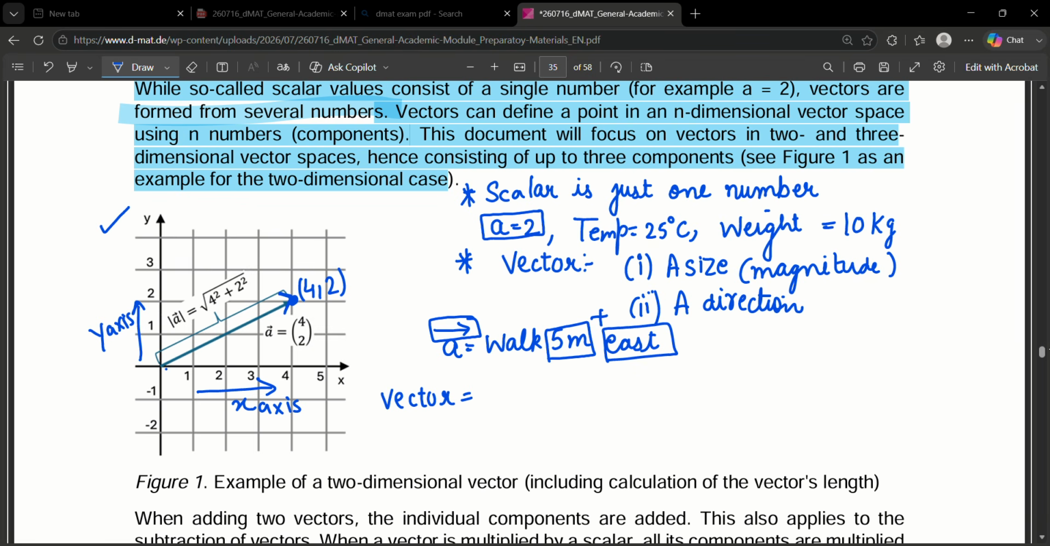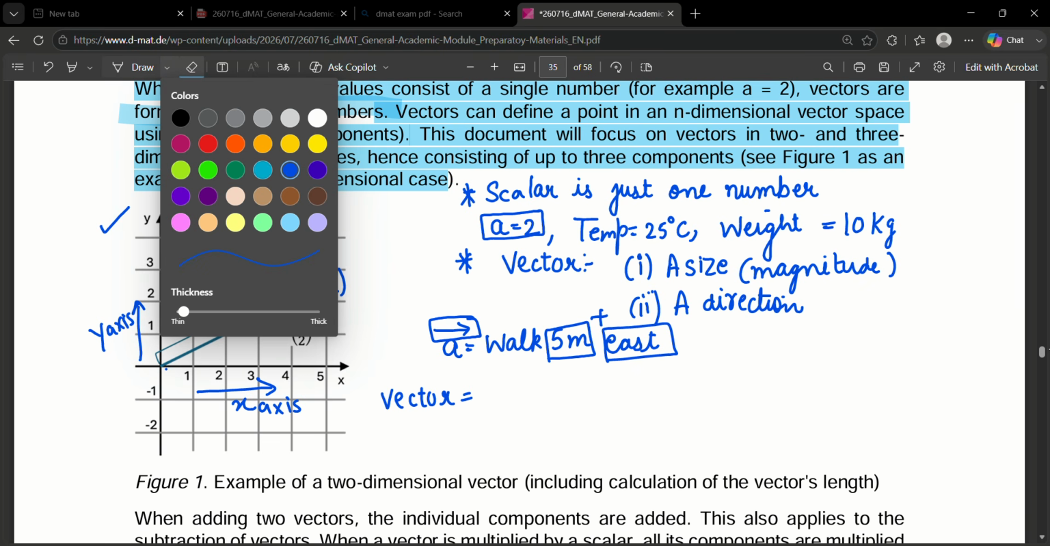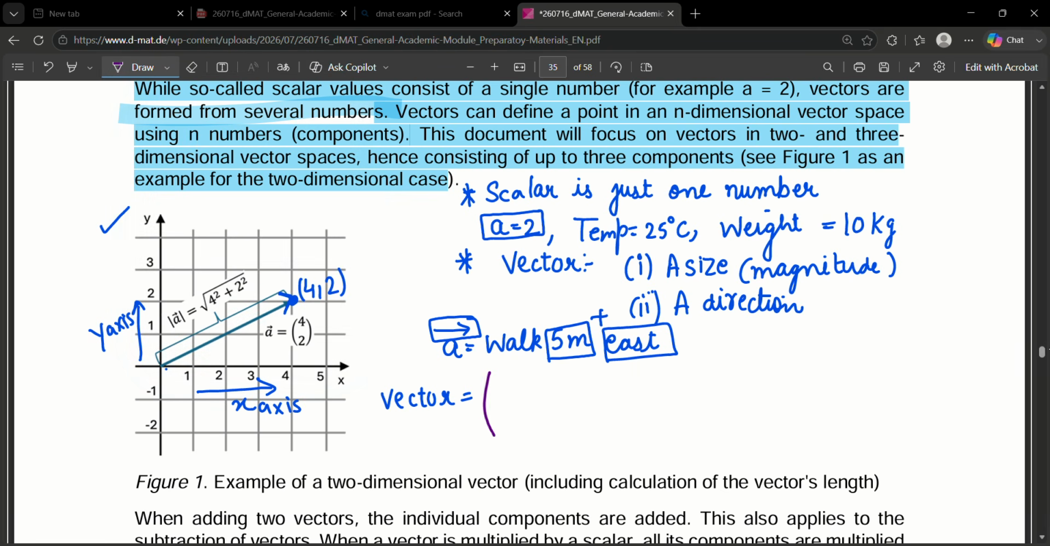First of all, it has a direction, it has a particular length, so this is a vector, and you are going to represent it like this. X coordinate, Y coordinate. So what is the X coordinate here? That is 4. What is the Y coordinate here? That is 2. So the vector you are going to represent like this. A vector is 4, 2.